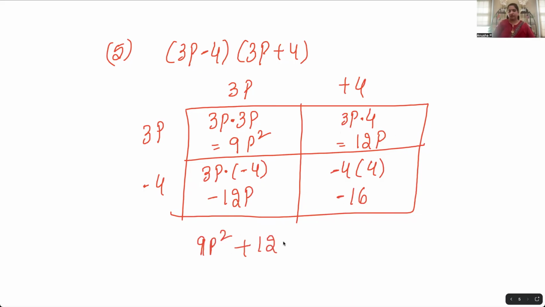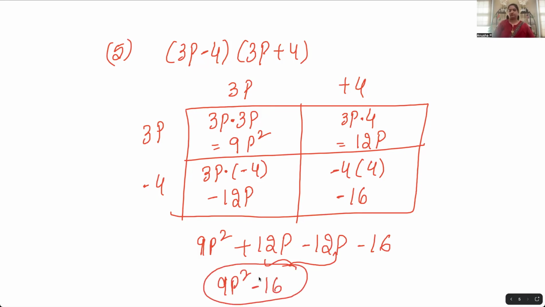9p squared plus 12p minus 12p minus 16. Here we have two like terms, 12p minus 12p, which is 0. They both get cancelled. So the answer is 9p squared minus 16.